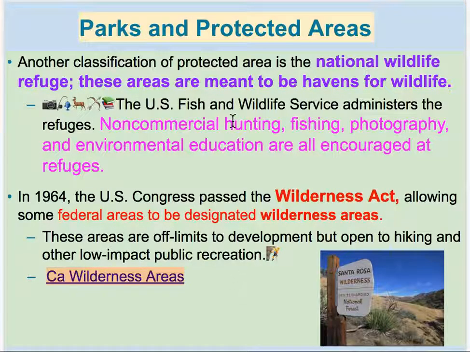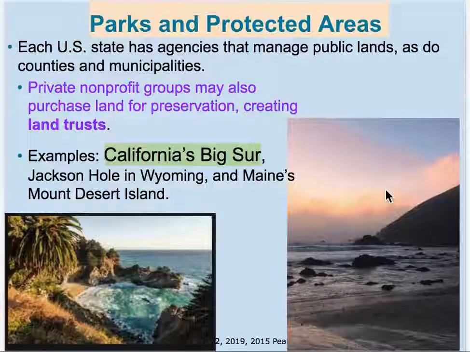In California, we do have, well, let me talk about these separately. National wildlife refuges are areas where you can do hunting, fishing, photography, and things like that. Not commercial, but you can do it privately. We also have the Wilderness Act, which allows some places to be designated as wildlife areas, and California has a whole list of wilderness areas that we have.